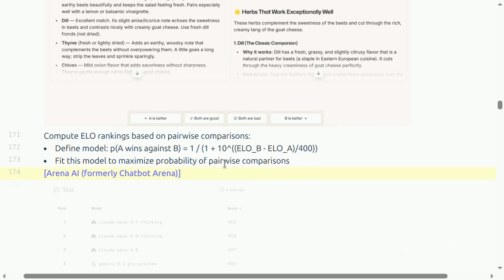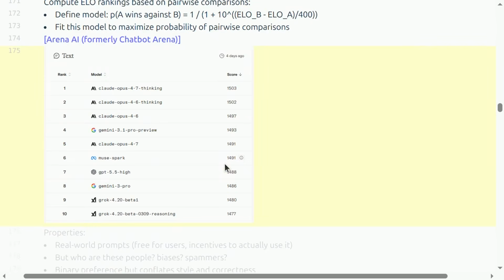Okay, so this is what Chatbot Arena, nowadays known as Arena AI, did. And you can get this kind of nice ranking. I guess Claude Opus is doing pretty well here. But some other models are on the list as well. Okay, so there's a few things that are nice about this setup.